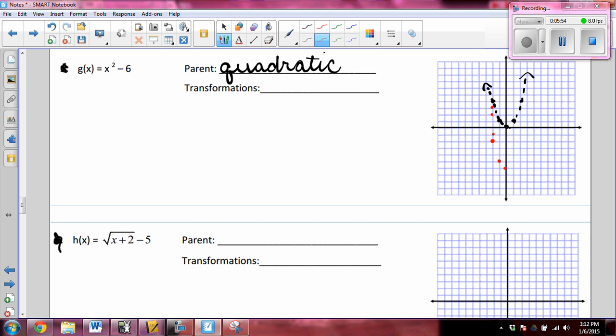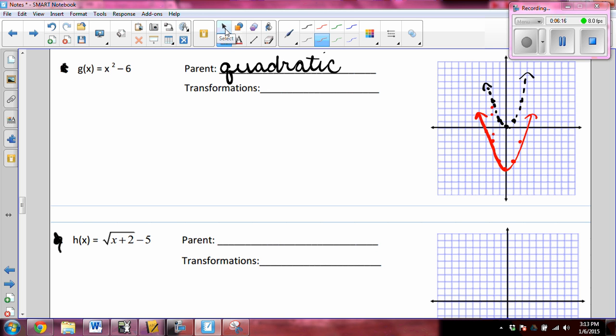1, 2, 3, 4, 5, 6. And 1, 2, 3, 4, 5, 6. And I graph my new graph. And this one is solid because that's my answer. So when you do these problems, I want you to graph the parent function first.